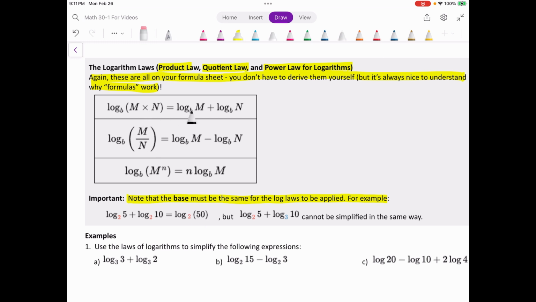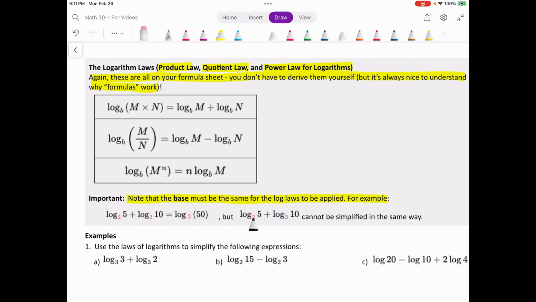Right? Log base b of m plus log base b of n is equivalent to 1 log with those arguments being multiplied. So I can multiply these two together inside one argument. 5 times 10 is 50, okay? But I could not do that if I had log base 2 of 5 plus log base 3 of 10. They have different bases, right? Same way our exponent laws can't really be applied if they have different bases. Our log laws can't be really applied if they have different bases. Just doesn't make sense, right?